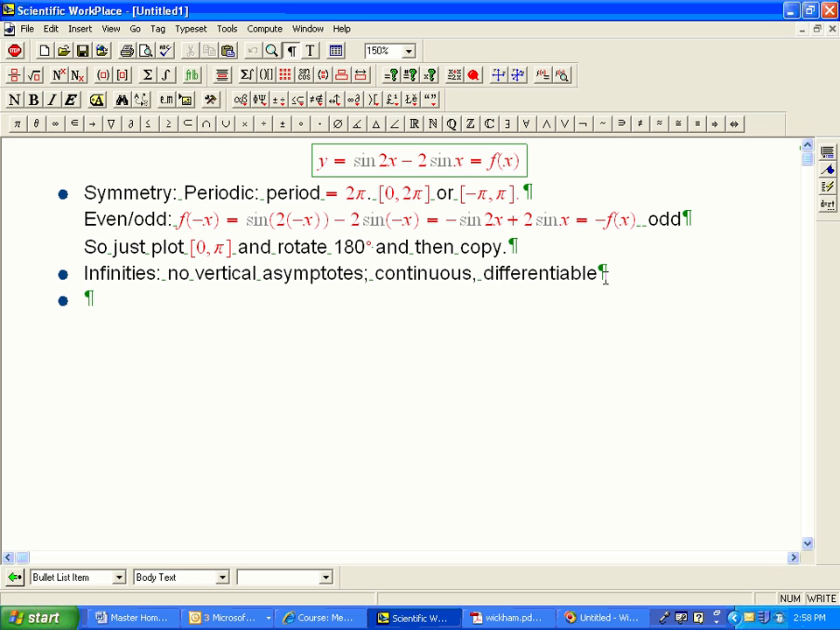Okay, now what about intercepts and signs? Here's where we actually might get a point to plot. Well, we always plug in f of 0 to get the y-intercept, and that's sine of 0 minus 2 sine 0, so that's 0. So that's the origin. It goes through the origin. That's not too surprising, given that it's an odd function. And what about other x-intercepts? So we're going to set sine 2x minus 2 sine x equals 0.